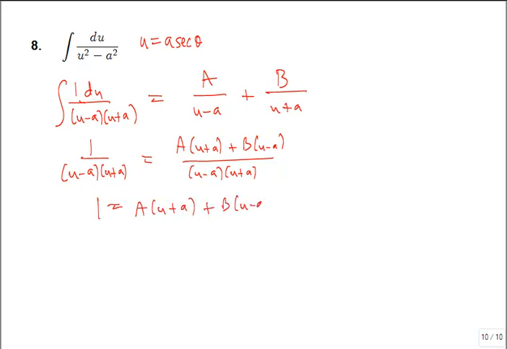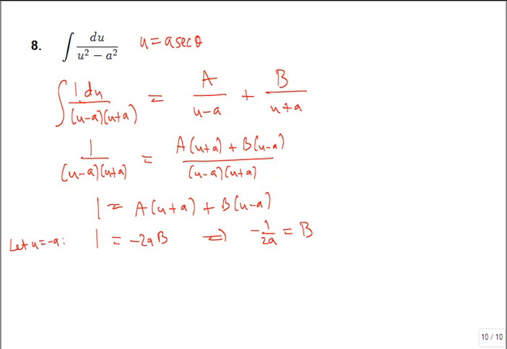what value of u would make this go to 0? Negative a. So let's let u equal negative a. This stays 1. Negative a plus a goes to 0, so this disappears. Negative a minus a is negative 2a times B. Little a here is a constant, so I can divide through and get negative 1 over 2a as my value for B. So that's the one that made this go to 0.